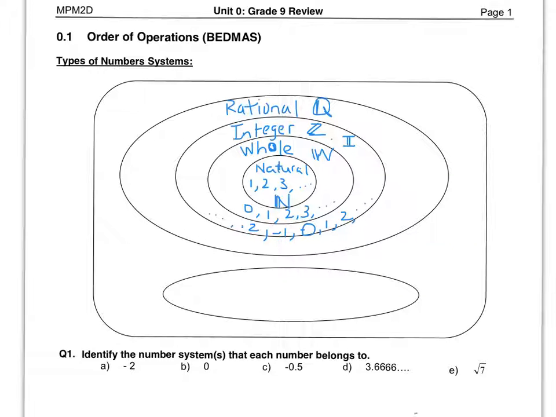Now, these ones are a little bit trickier for me to write in here because it's more of a description. A rational number is any number that you can write as a fraction. Any number, and this is the number symbol, it's not hashtag, any number that can be written as a fraction. So in terms of that, all of our whole numbers and natural numbers and integers can be written as fractions.